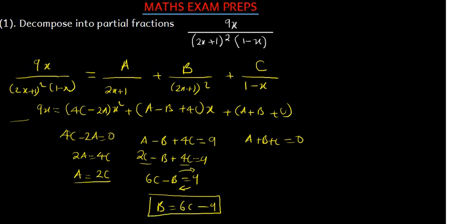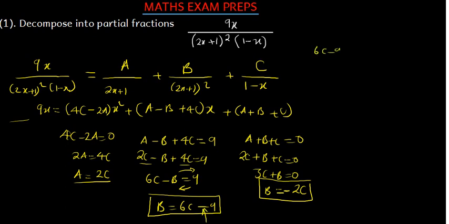Okay, and then I'll come here where there is a, I'll put 2c, so it will be 2c plus b plus c is equal to 0. 2c plus c, that will be 3c plus b is equal to 0. So it will be b is equal to negative 3c. So I'm going to equate these two. So I'll say 6c minus 9 is equal to negative 3c.